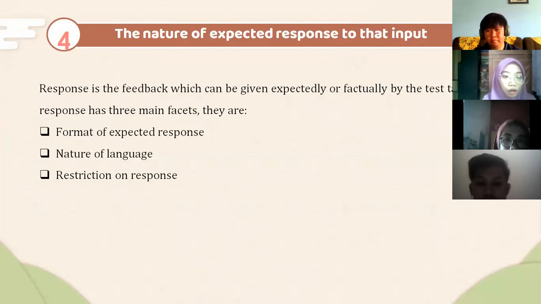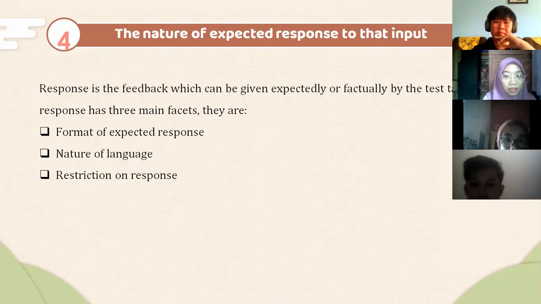Fourth is the nature of the expected response to that input. The nature of expected response to the input is the feedback which can be given, expectedly or factually, by the test taker. The expected response has three main facets. They are format of expected response, nature of language, and restriction on response. We are going to discuss the first, which is the format of expected response.